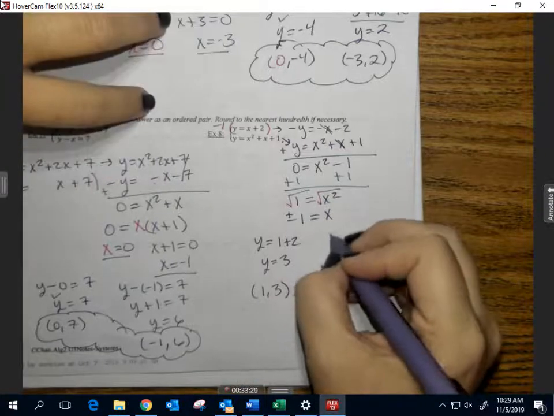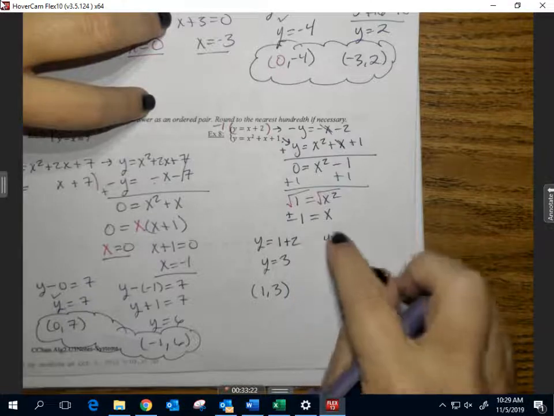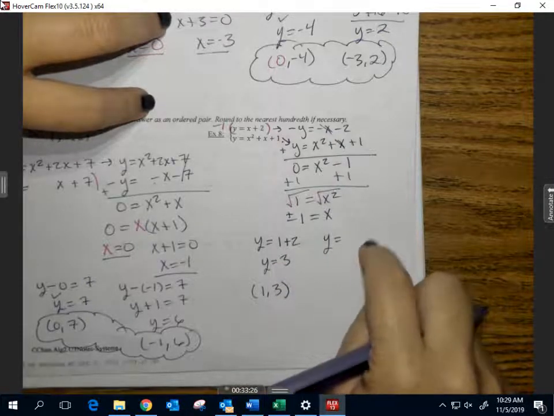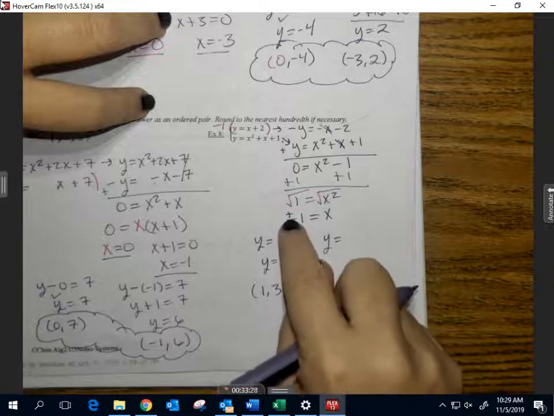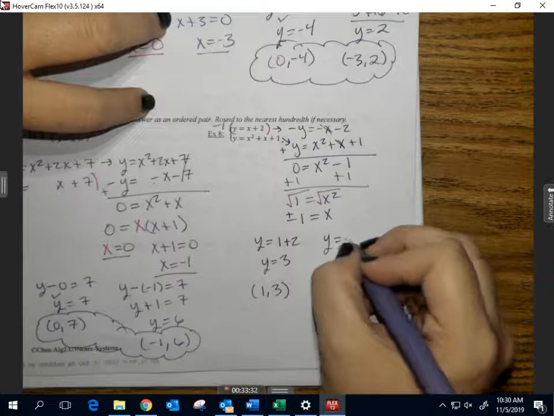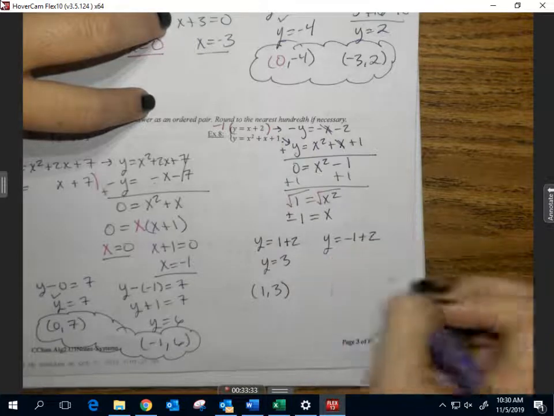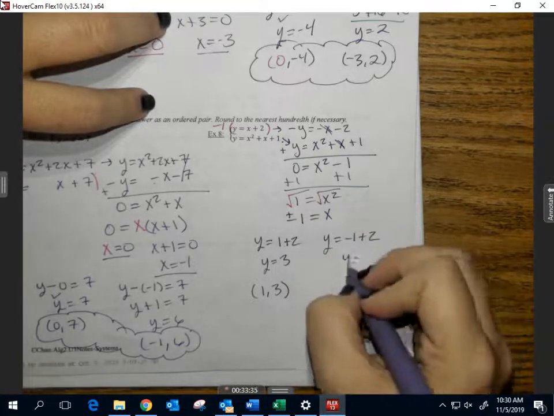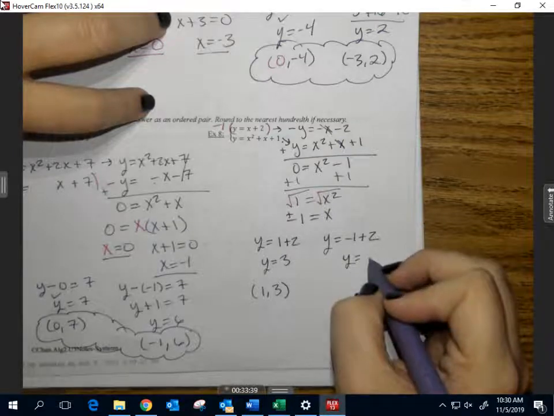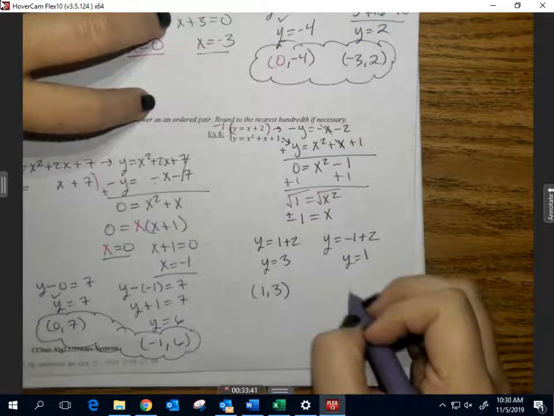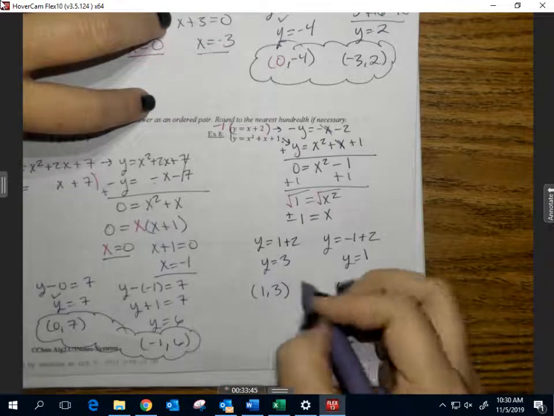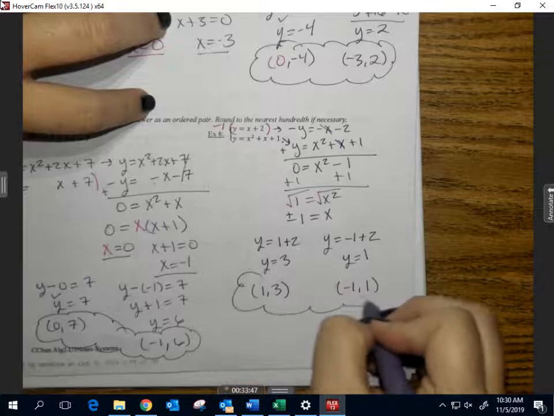Alright, the next one is y equals, instead of positive 1, what am I going to put for x? Remember, x is positive 1 and -1 plus 2. What's -1 plus 2? 1, it's positive 1. So -1, 1 is my second point. Here are my solutions.